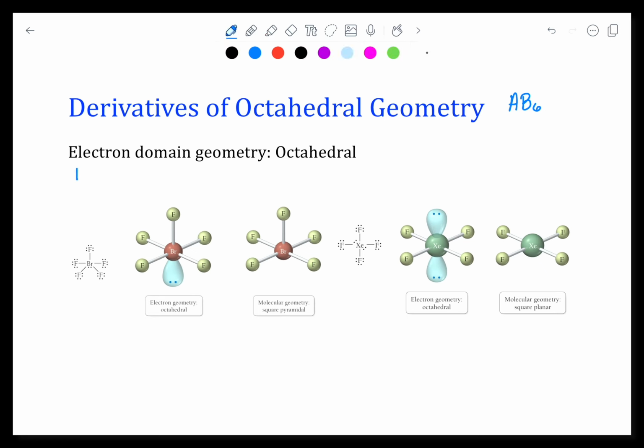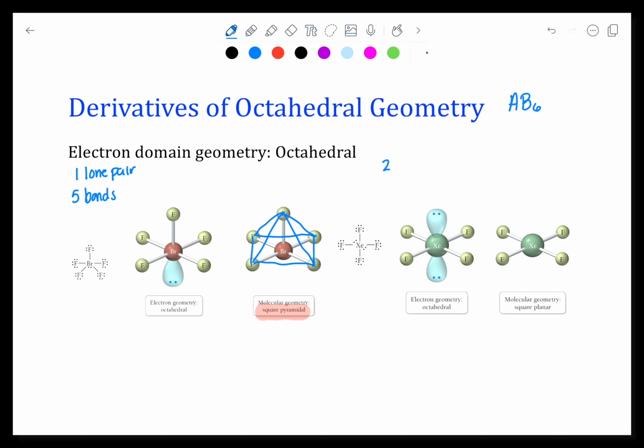So now we have 1 lone pair and 5 bonds. So still 6 electron domains for an octahedral electron domain geometry. For our molecular geometry, this now becomes square pyramidal because we make a square which then forms a pyramid. Okay, so we just removed that other half of that pyramid by removing that lone pair. So if we're looking at just where the bonded atoms are, it makes a square pyramidal shape. So that's 1 lone pair.